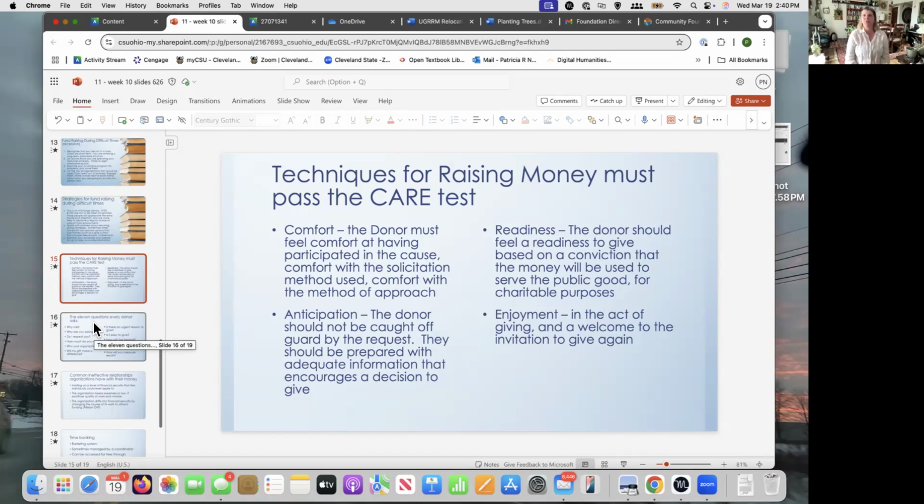You know, there are seasonal asks that people can anticipate, and how can we ride with our cultural flows. The donor should feel readiness to give based on a conviction that the money will be used to serve the public good for charitable purposes.